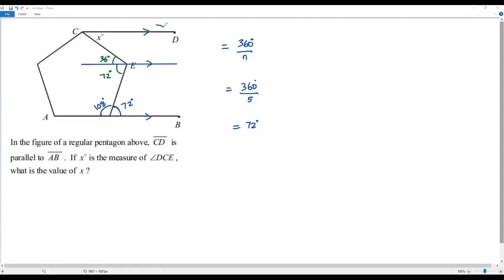Okay, now let's consider the two parallel lines we have over here. These two parallel lines are intersected by the transversal, this line segment over here. Then these two angles are called alternate interior angles, and the measures of these two angles must be equal. Then we get x degrees equals 36 degrees. Okay, here I got the value of x. The value of x is 36.